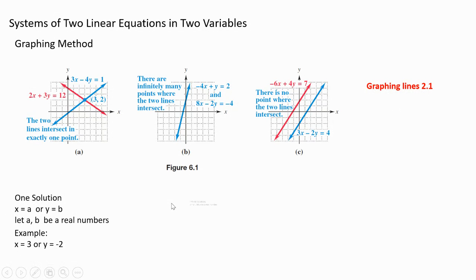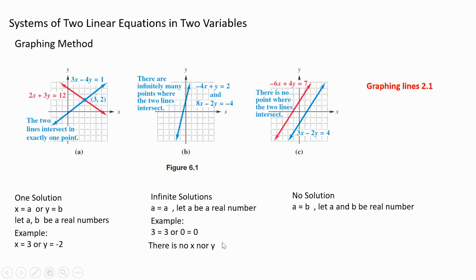Now, for the one that has infinite solutions, here it says let a equal a. I have to explain the concept because a lot of students get stuck here because they don't understand how to write the math. Here it says let a be a real number. This can be any number. For example, 3 equals 3 or 0 equals 0, right? That's what a equals a means. So when you have something like this at the end, and if you notice there's no x or y, that means it's going to be infinite solutions for this one here.